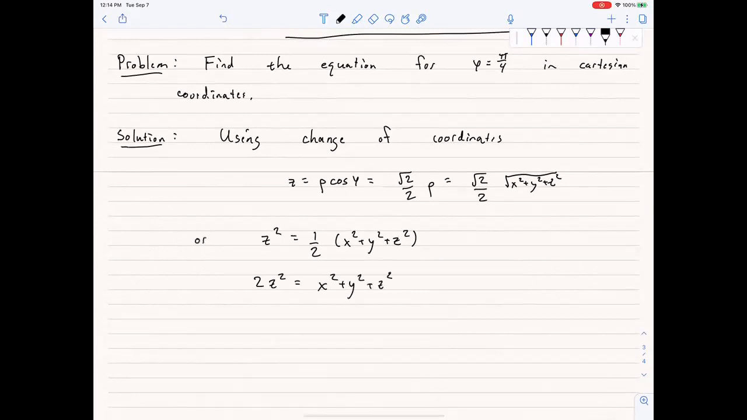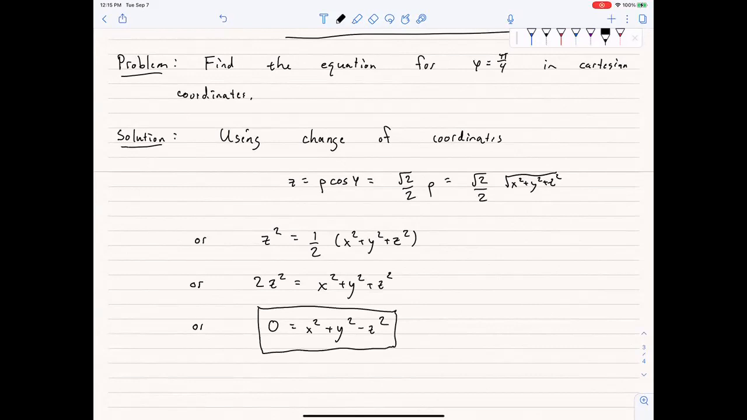I can write this or 0 is equal to x squared plus y squared minus z squared. And if I am 80% of you, 75% of you, I don't know. I don't want to quantify you guys. You guys are all individuals. I circle this or put a box around it or rectangle or whatever. And I say I'm done, right? Am I done?